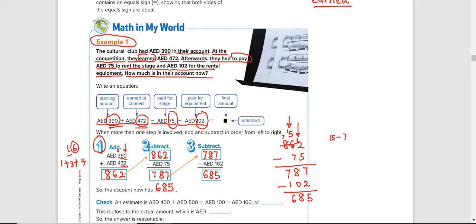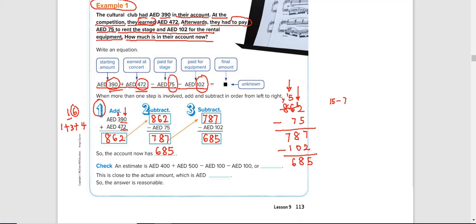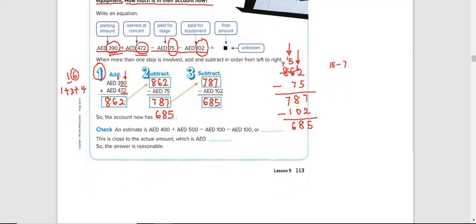Okay, 800 and 685. All right, so if you check as an estimate what we have here, 400 plus 500, that you can do 4 plus 5, that is 900. So 900 minus 100, remove 1 from the 9, that is 800. 800 minus 100, remove 1 from the 8, that is 700. So this is close to the actual amount, which is 685, which is close to 700.